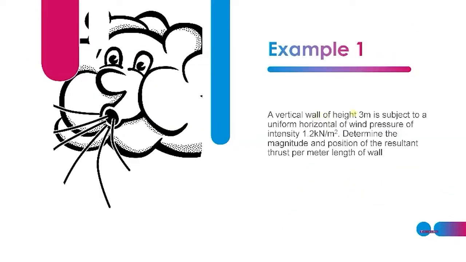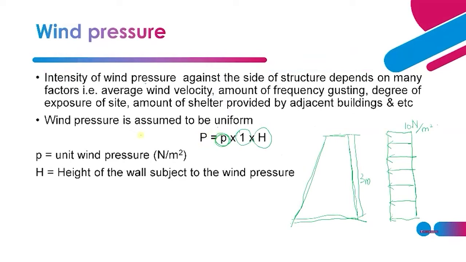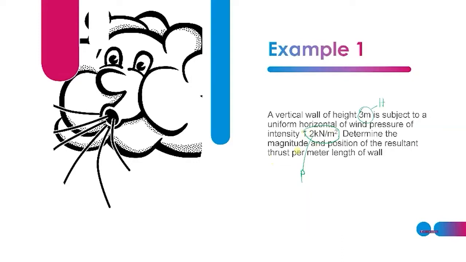A vertical wall of height 3 meters is subject to uniform horizontal wind pressure of 1.2. So this is small p. Don't be confused, because earlier you saw big P and small p. Big P is wind pressure. Small p is unit wind pressure, meaning how many Newton for 1 meter square. That is what it means. And then determine the magnitude and position of the resultant thrust per meter length of the wall.